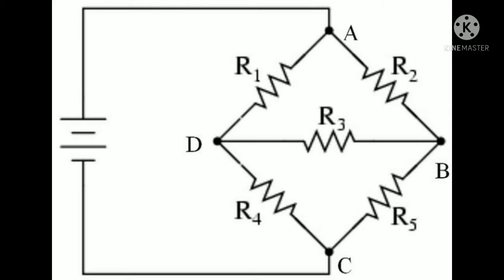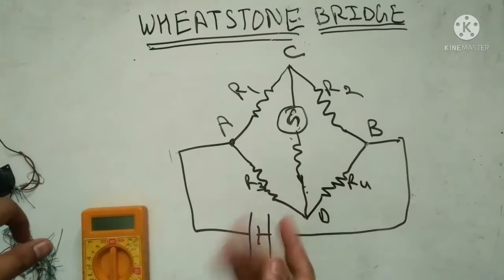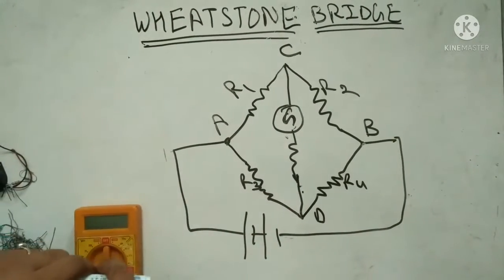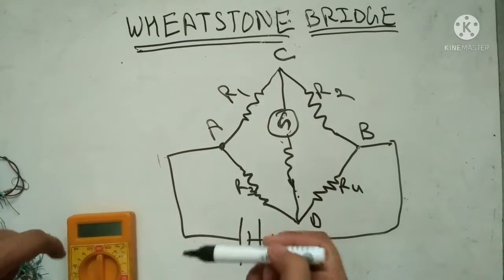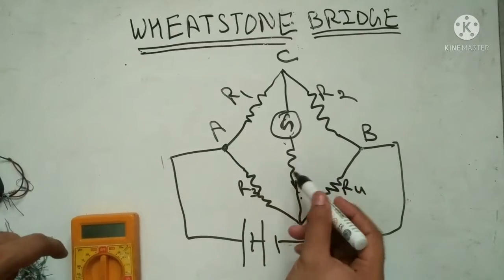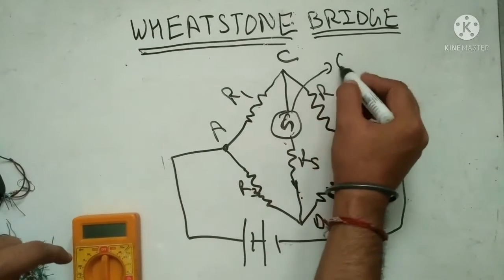Students, a Wheatstone bridge is a combination of five resistances connected in this pattern. This is the circuit diagram you have seen in that picture. You can see these are the five resistances which are connected, and the fifth one has the galvanometer.